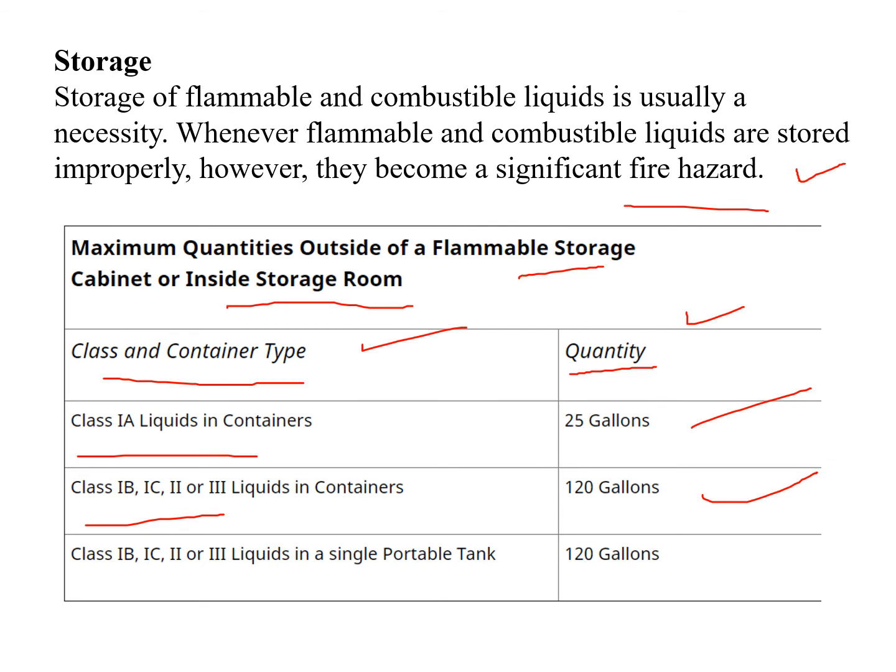So if we go back, we already covered the classes, so we can see which liquids these are. And similarly class 1B, 1C, and class 3 liquids in a single portable tank can contain 120 gallons. So sometimes these tanks are different from these containers. Okay, that's why they can contain the same amount of liquids in that particular container or tank.